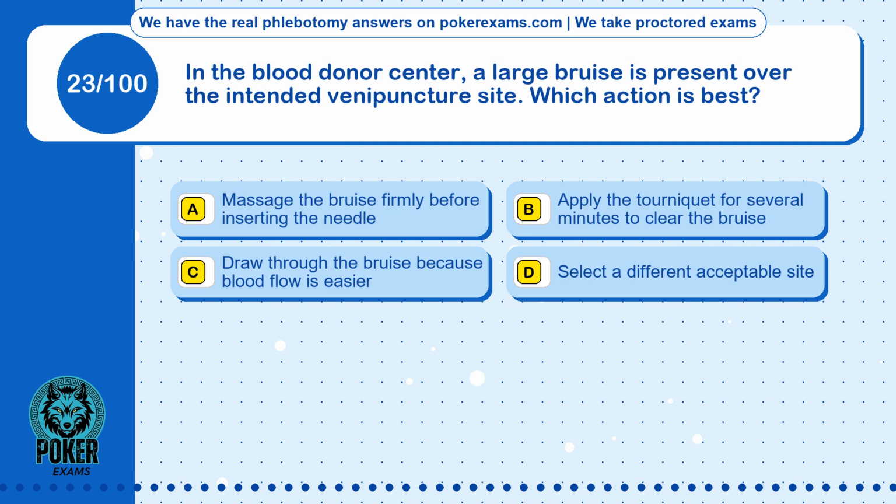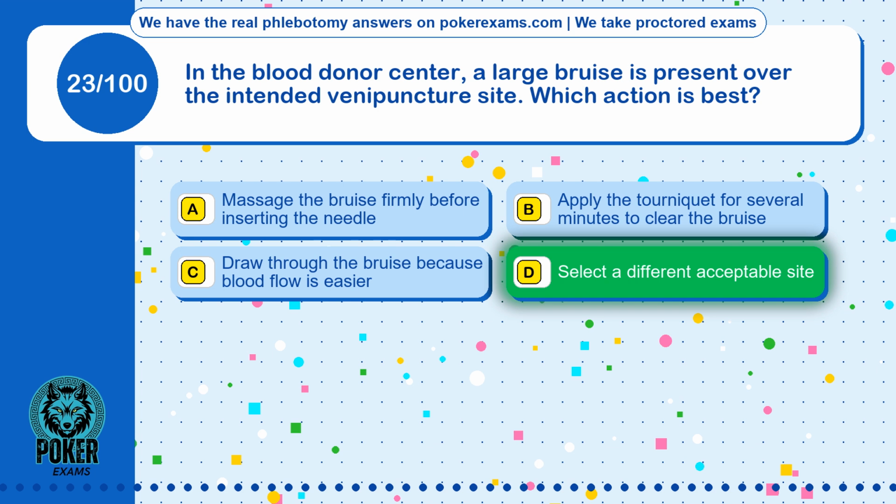Question 23. In the blood donor center, a large bruise is present over the intended venipuncture site. Which action is best? Option A, massage the bruise firmly before inserting the needle. Option B, apply the tourniquet for several minutes to clear the bruise. Option C, draw through the bruise because blood flow is easier. Option D, select a different acceptable site.